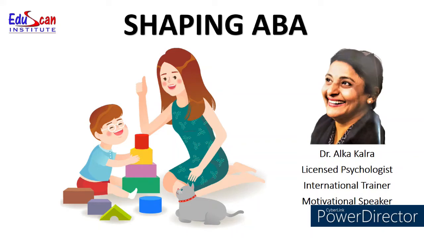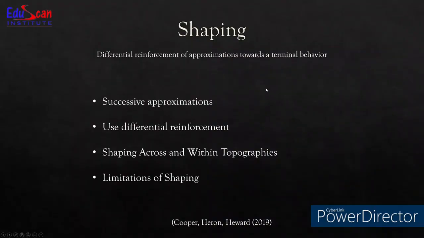Hi, shaping behavior. And this is next in our series of preparation towards ABA and RBT exam. So, what is shaping? Shaping is differential reinforcement of approximations towards a terminal behavior. Now, when we say that, the key in shaping are differential reinforcement and identifying approximations.